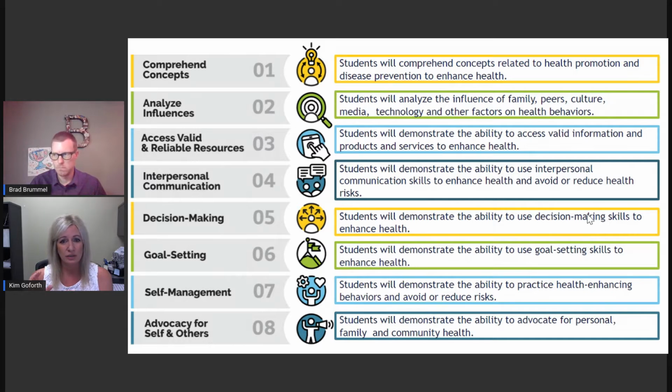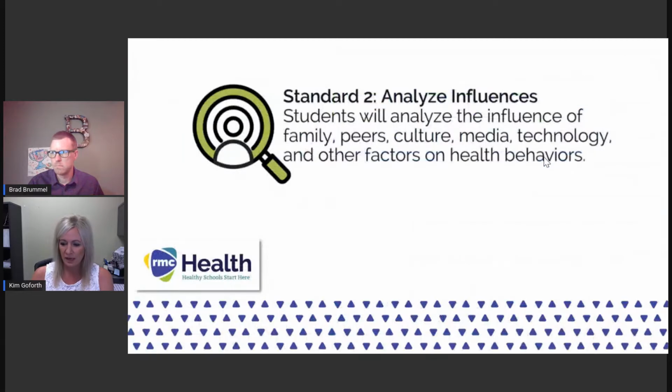Now, each standard 2 through 8 is further broken down into performance indicators. And then those performance indicators are further broken down into grade spans. And so there is a pre-K2 grade span, 3-5 grade span, 6-8, and then 9-12. So again, today's focus will be on Standard 2, Analyze Influences, and we will get rolling with that.